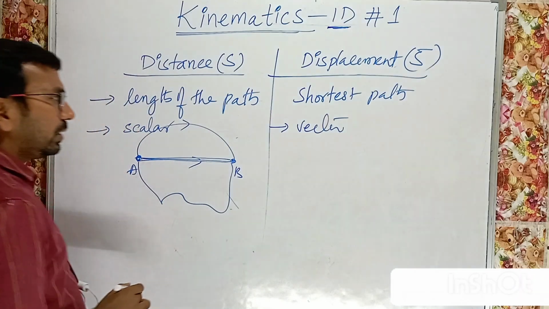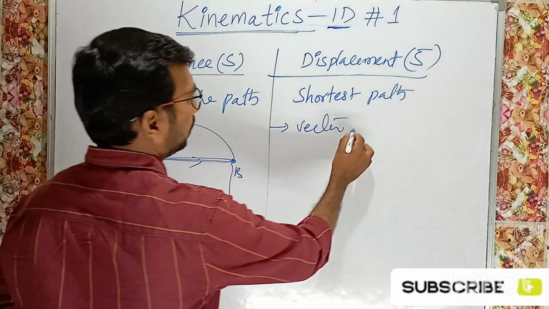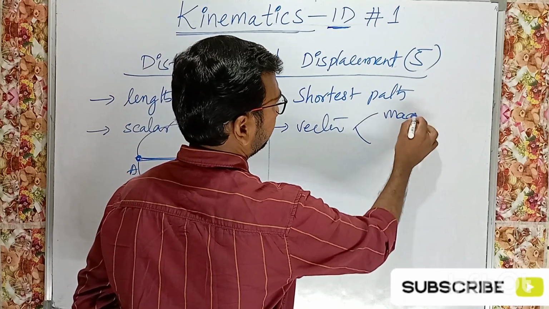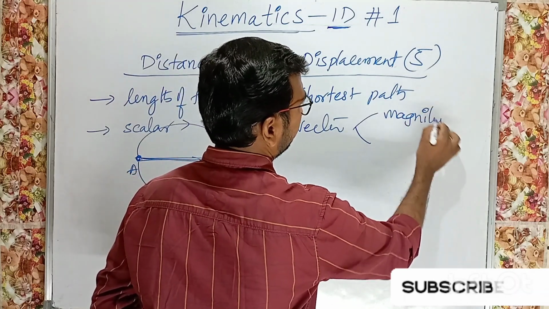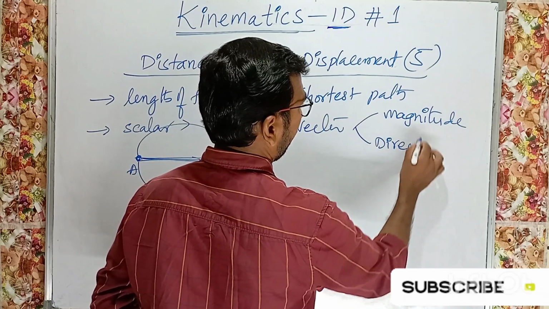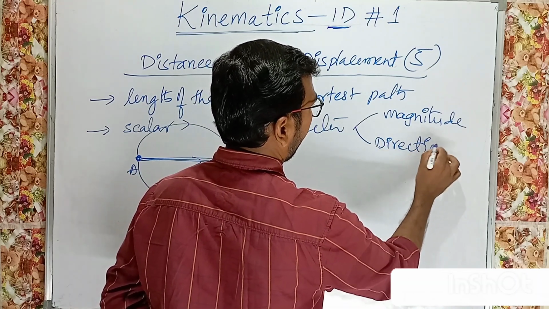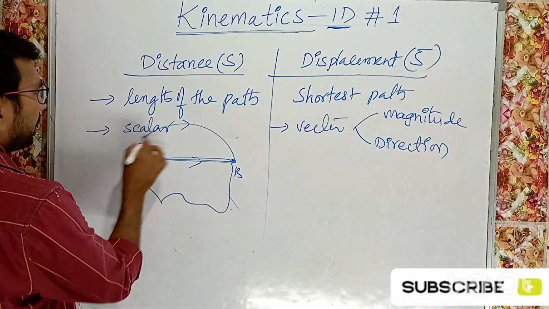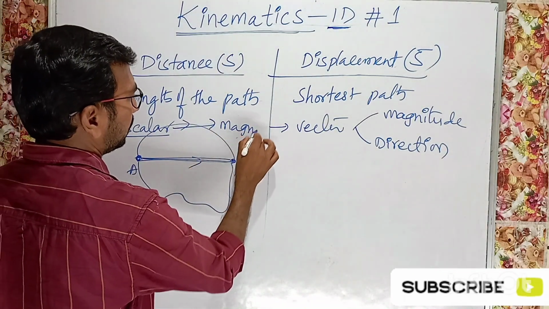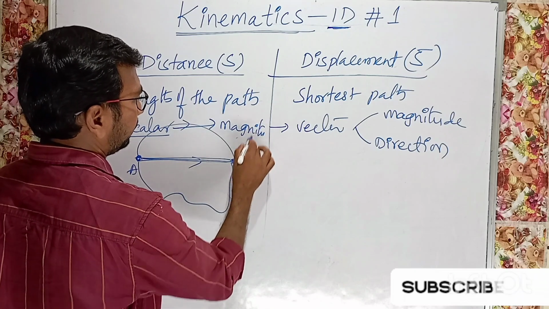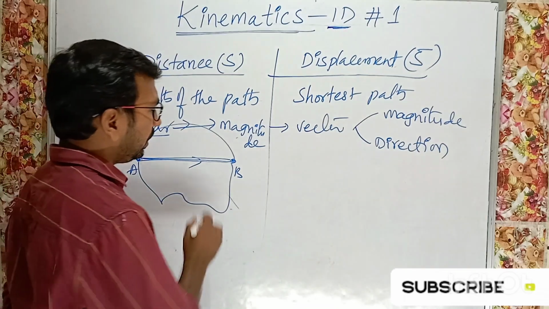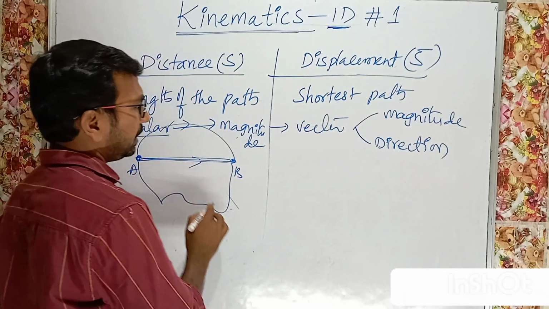Vector means it has both magnitude and direction. Scalar means it has only magnitude. Only magnitude. So here you can observe distance and displacement.